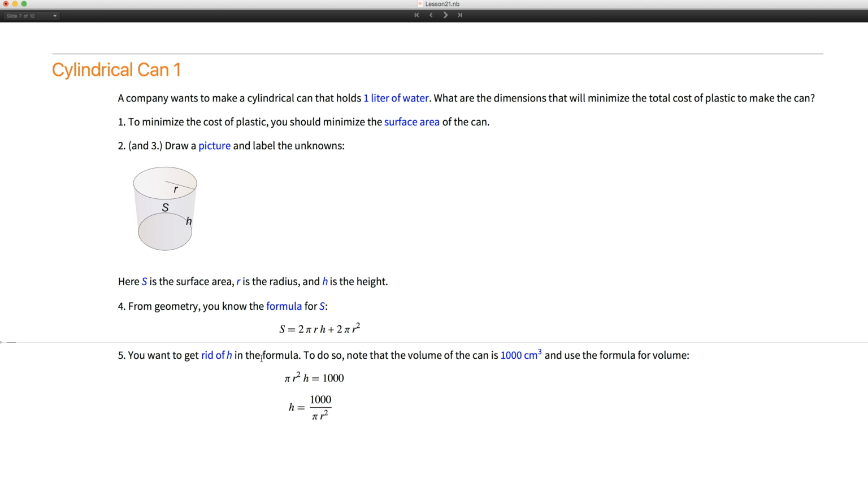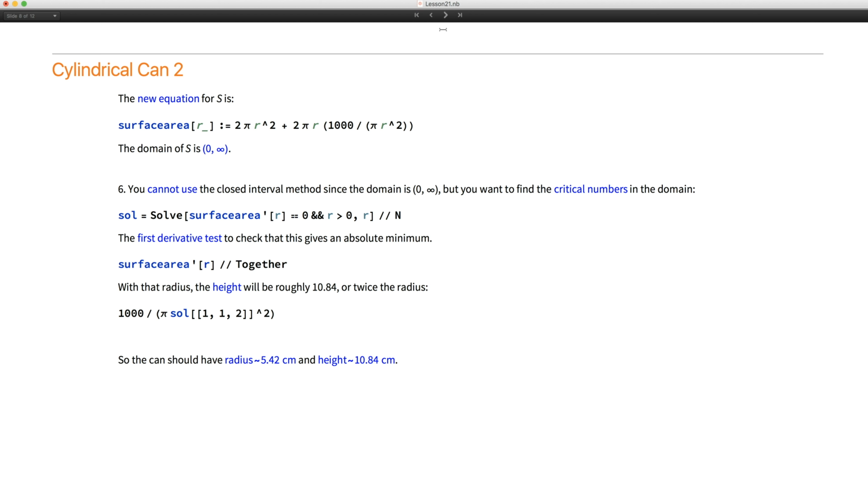Now you want to eliminate H, let's say. So remember that the volume, pi r squared H, is 1000. After all, you have 1 liter of water. So H is 1000 over pi r squared. Having done that, you can now write the surface area in terms of just one variable r, and the domain is just from 0 all the way to infinity. So in principle, you could have any value for r.